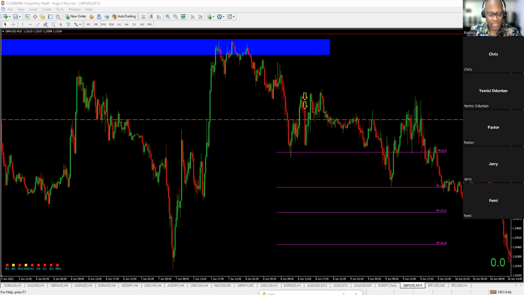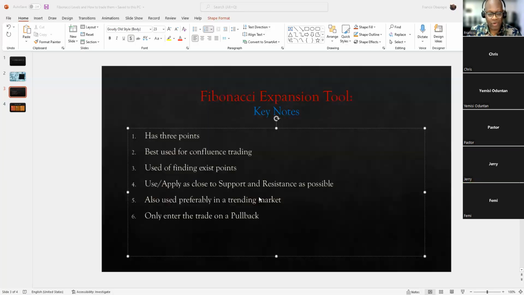And these are the keynotes that I pointed out that we are to use or to have in mind when getting into trade. The Fibonacci extension tool has 3 points. It's best used for confluence trading, which means there's another strategy or technique that you might want to use in conjunction, maybe a moving average or a price action. It's best used for finding exit points.